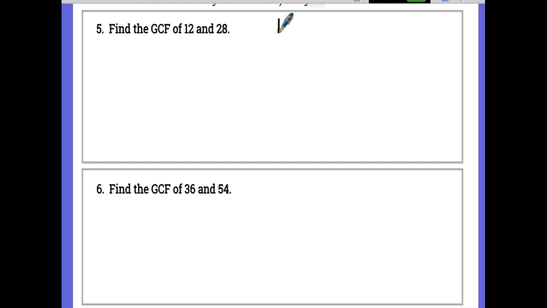Okay, so your 4 minutes are over. Let's take a look and see how you did. Again, I said I'm going to be using the ladder method. I actually find this to be more efficient than the factor tree, but that's my preference. It does not have to be yours.